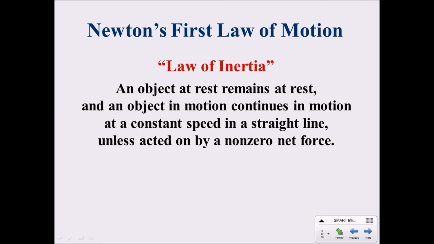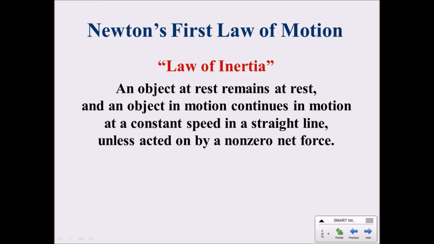There's more force pushing one way than there is another way. And an object in motion will continue in motion at a constant speed in a straight line. Constant speed, moving in a straight line, not changing direction, that's a constant velocity. And an object will continue in motion at a constant velocity unless there's an unbalanced net force or total force.